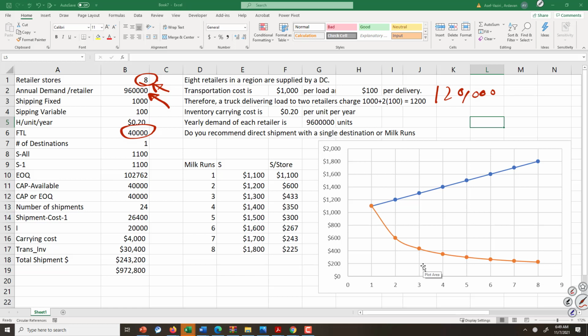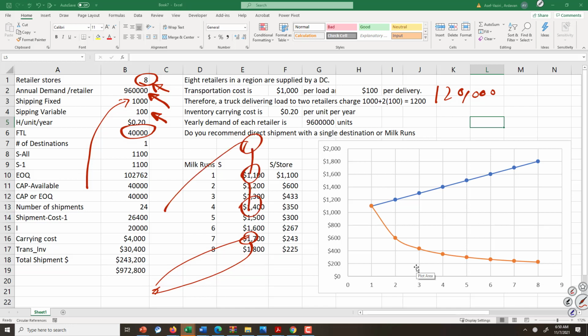The fixed cost of transportation is $1,000 per trip. If it is delivered to only one single destination, $100 will be added. If it is delivered to 2 destinations, then 2 times $100 will be added. This problem is also a comparison between direct shipment, when the truck goes, puts the load and comes back, or milk runs, when the truck goes to the first destination, second destination, third destination, and then comes back. Direct shipment to a single destination or milk runs to more than a single destination.